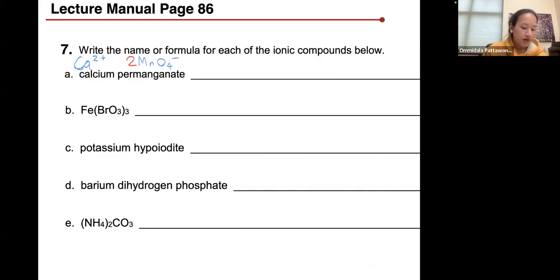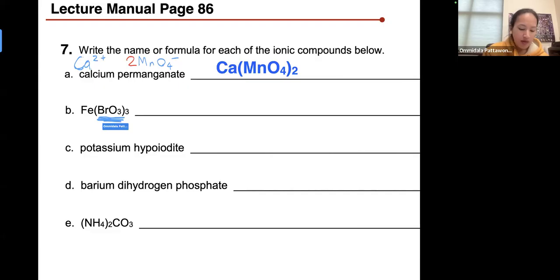So therefore in this case, you are going to get Ca, parentheses, and then 2 of the manganese. Okay, next one. Iron is part of the transition metal, so in this case we need to find out the charge of iron. If you look at this, this is the polyatomic ion.